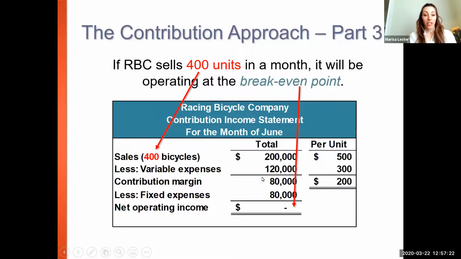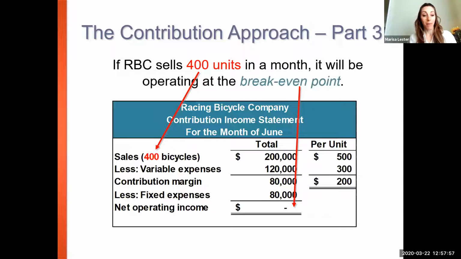So now I look at, all right, what does my contribution margin income statement look like if I sell 400 bicycles? Again, at a sales price of $500 per unit, variable expense per unit of $300, and CM per unit of $200, and I have $80,000 of fixed expenses. It looks like net operating income equals 0. I call that my break-even point, right? I'm just breaking even. I've covered all of my expenses. I don't have a profit. I don't have a loss. I've just broken even. And that's important to know.